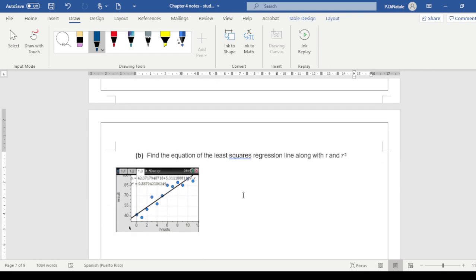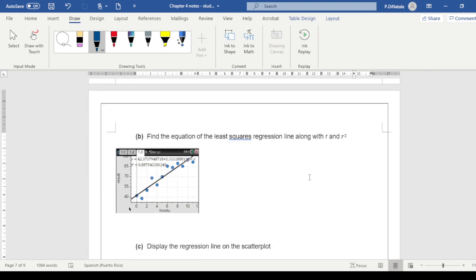Okay, find the equation of the least squares regression line along with r and r squared. So I found my equation, and there it is there. I can quickly see it. Okay, but this time I'm going to write it in terms of the variables. So final exam result, and it doesn't say anything about decimal places or anything. I'm going to go to 2 here, 42.37 plus 5.31, both to 2 decimal places, times hours studied.